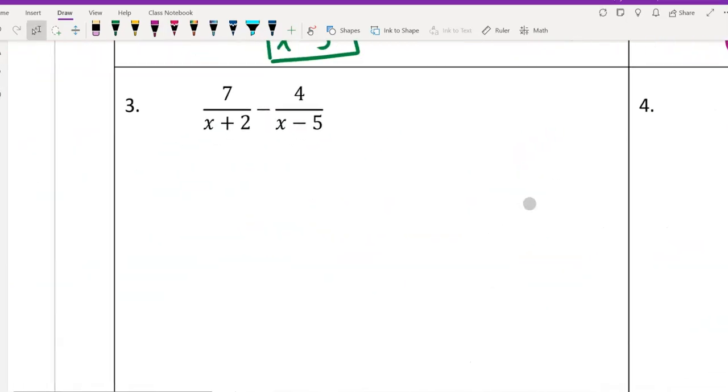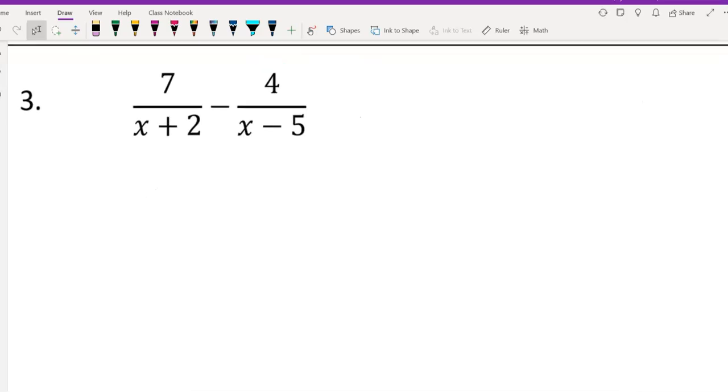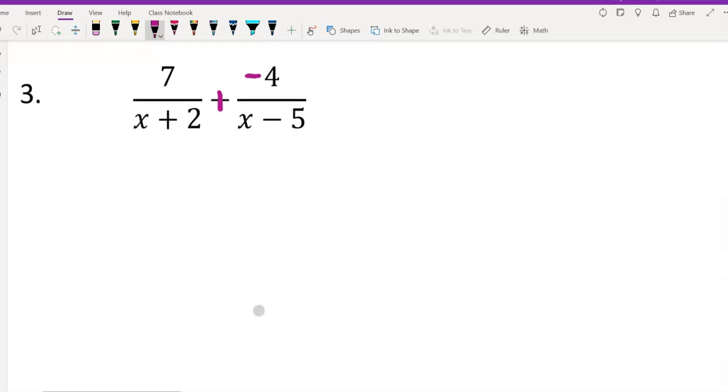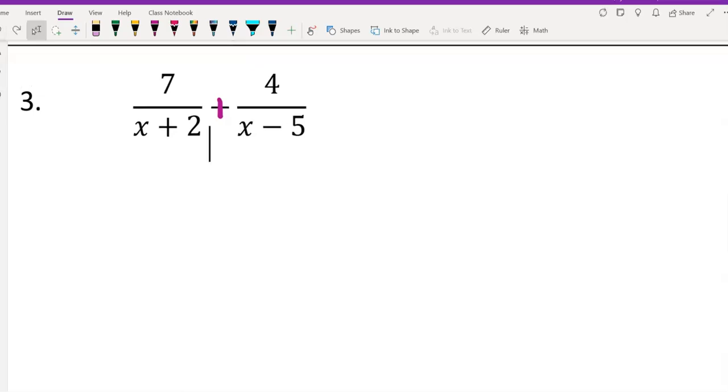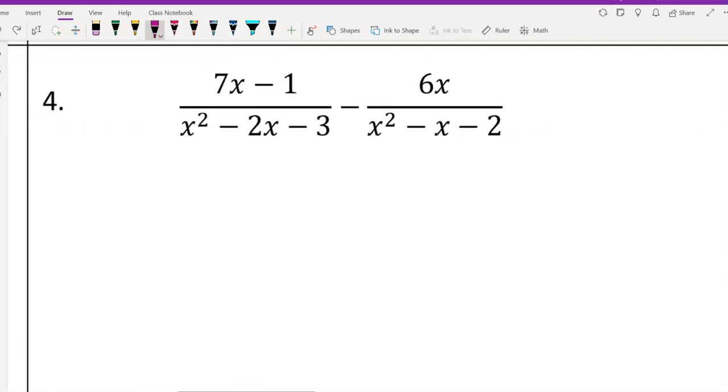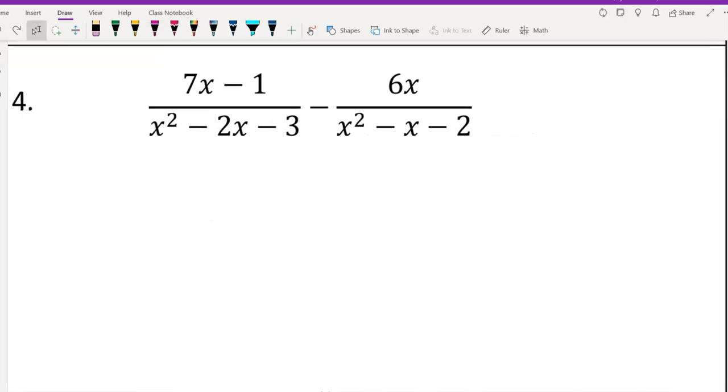All right, moving on to number 3, these are subtraction problems. And anytime we have a subtraction problem, we need to change it to addition and distribute the negative to the following numerator. I saw a lot of people on their test just changing it to a positive and not changing anything else. So we need to distribute the negative to everything in the following numerator. Let's do the same thing for number 4. Number 4, we have another subtraction problem, so we say plus, change everything in the numerator to a negative.